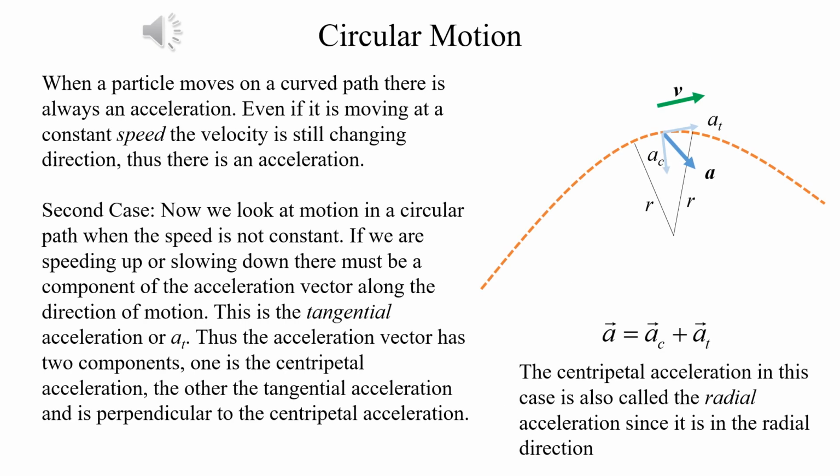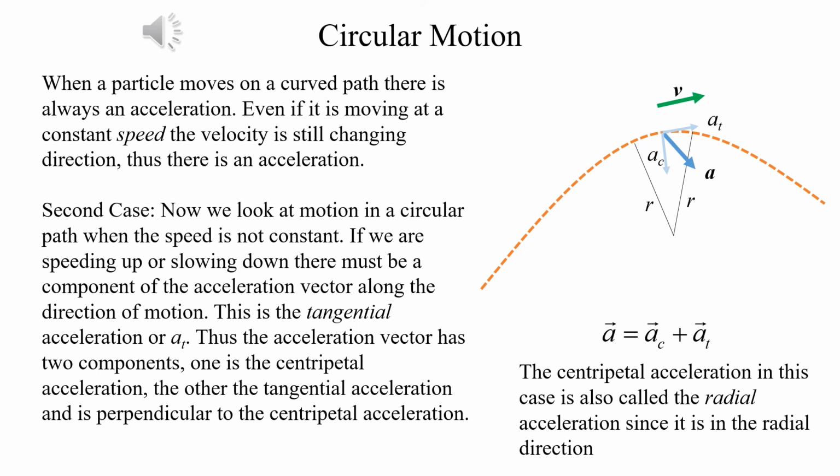All right, now we'll look at the second case where we have motion in a circular path when the speed is not constant. So we could be speeding up or slowing down. So for speeding up or slowing down, there must be a component of the acceleration vector along the direction of motion, which is tangential to the curved path. So our acceleration vector has two components. One perpendicular to the motion, which is toward the center of the circle. That's the centripetal acceleration. And the other one, the tangential acceleration, which is perpendicular to the centripetal acceleration and tangential to our circular path.